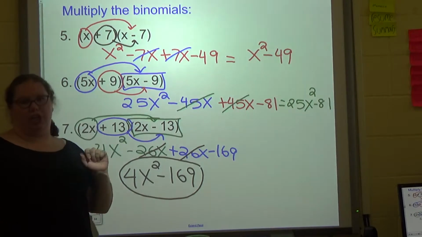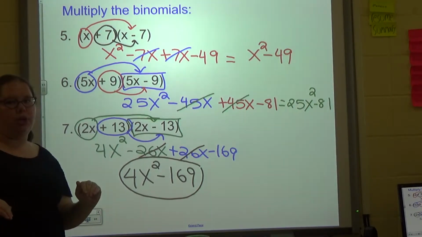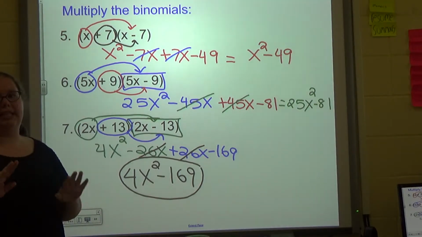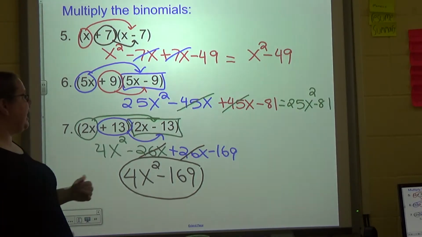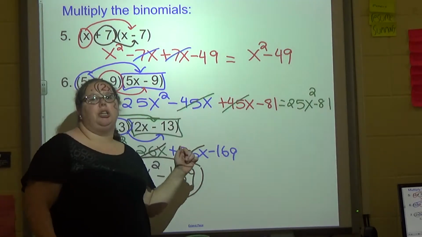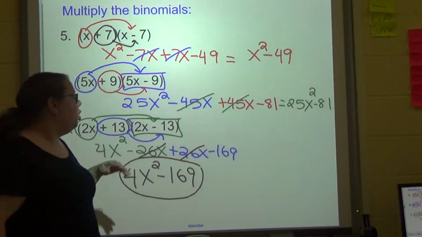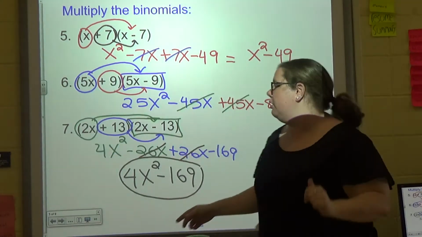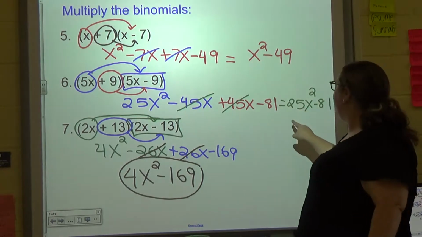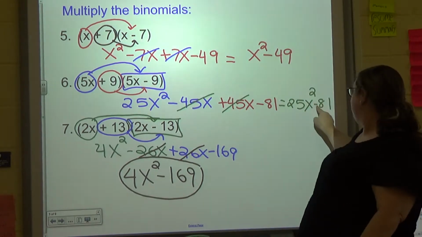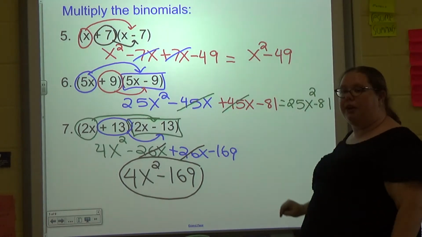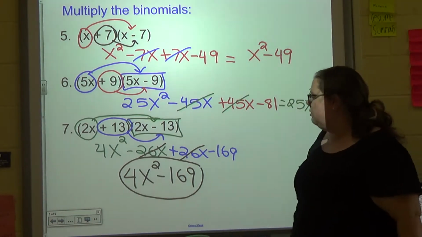These are called conjugates. They're the same binomial, their only difference is their sign. One is positive, one is negative. Because that happens, the middle term ends up canceling out. We are left with perfect squares being subtracted. The difference of two perfect squares.